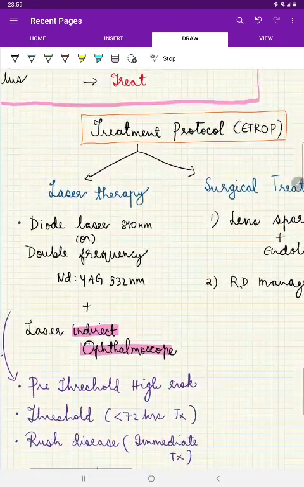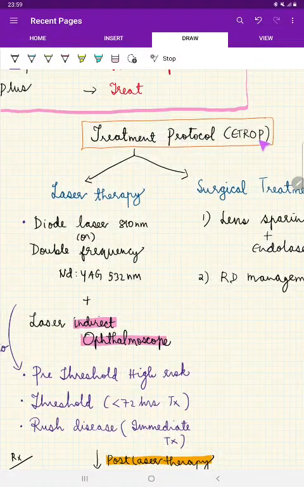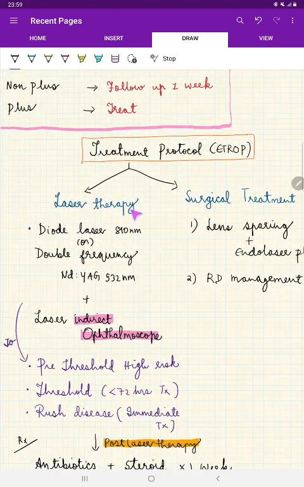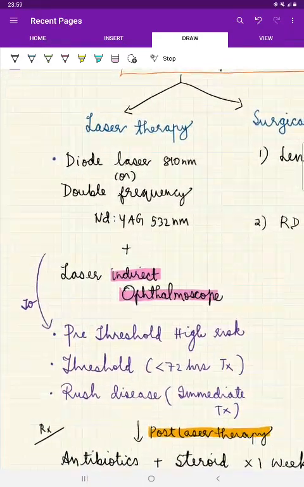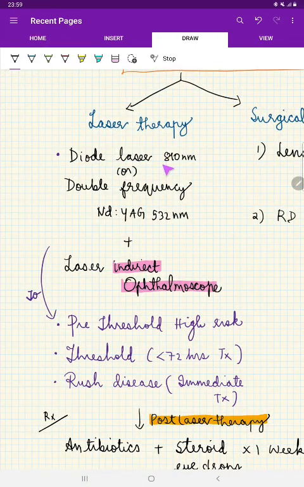Simple. Now coming to the treatment protocol, which is given by ETROP, that is the Early Treatment for ROP study. Now there are two things: one is laser therapy and the other is surgical treatment. They have said laser therapy is better when compared to cryo. So we are not doing cryo, laser therapy only. What laser are we going to use? We are going to use diode laser of 810 nanometer or double frequency Nd:YAG laser of 532 nanometer. And not only the laser, we are going to use it with a laser indirect ophthalmoscope.